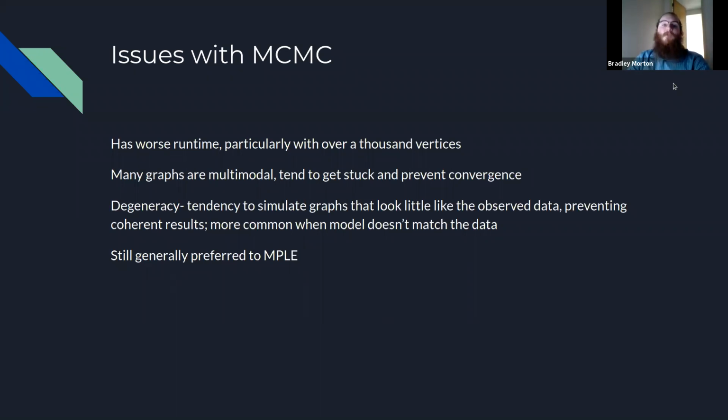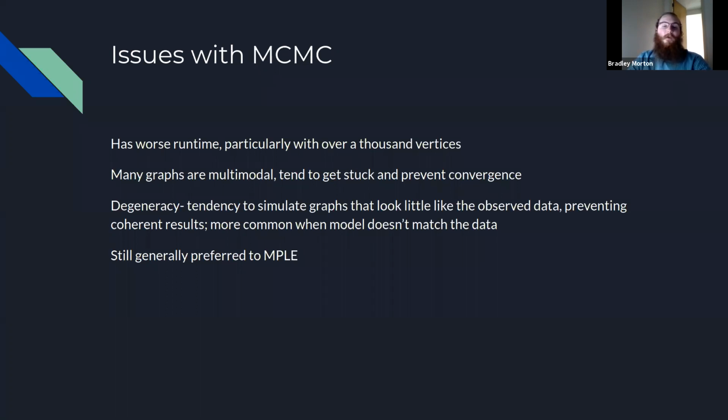MCMC methods do tend to have their own issues as well. It does not run nearly as quickly, and particularly with over 1,000 vertices, this can become a problem. There's also an issue with graphs that end up being multimodal, meaning that there exist local maxima. And given that our process involves looking at whether or not we change at the time, we can easily get stuck in a local maximum, and that will prevent convergence. And that'll give us a really, really bad sample, and that's going to really screw up our inference.